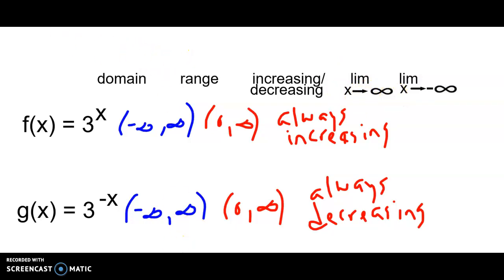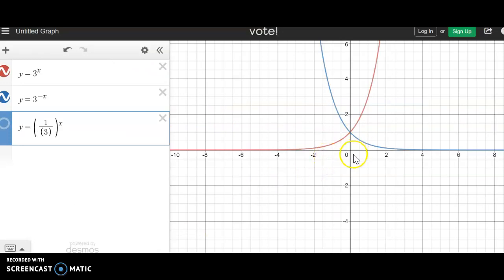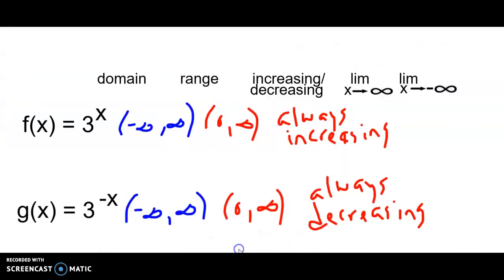Okay, so let's look back at our graph. What is happening to y? Let's look at the red graph, y equals 3 to the x. The bigger x is getting, the bigger y is getting, correct? As x gets bigger and bigger, y gets bigger and bigger. So the answer to the limit as x approaches infinity of y equals 3 to the x is infinity.